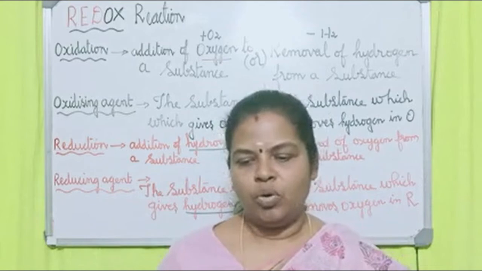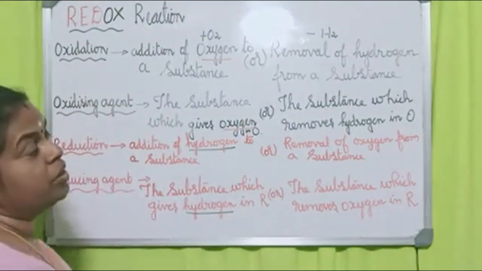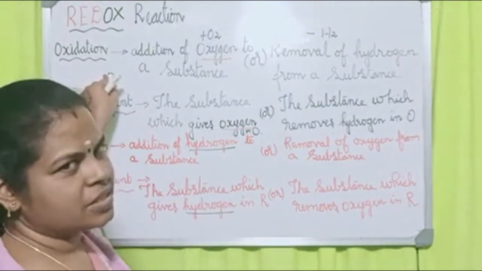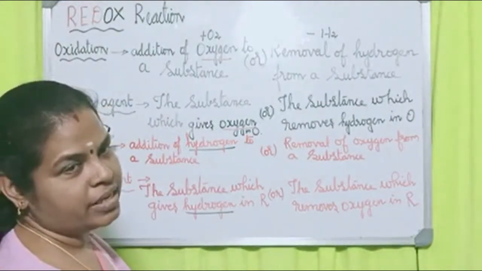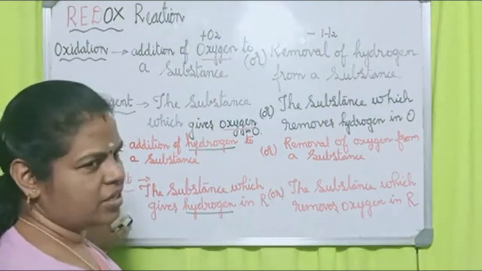Okay. Now we will see an example to find out how this oxidation takes place and how reduction takes place, what is oxidizing agent and what is reducing agent.